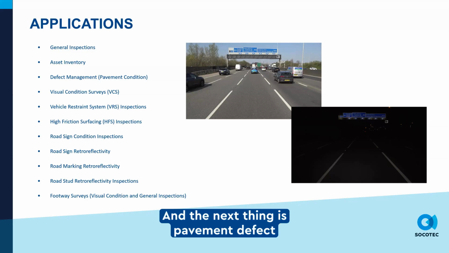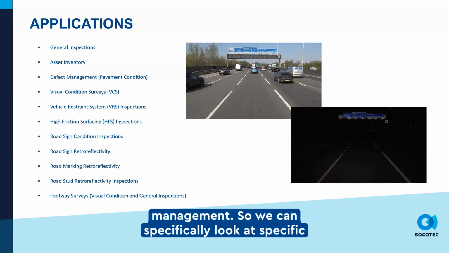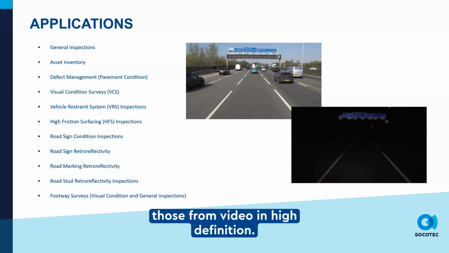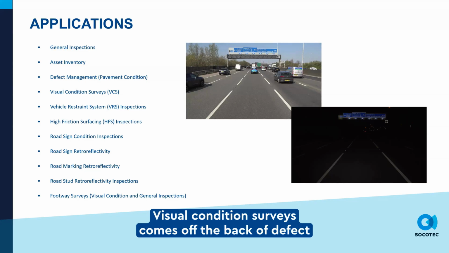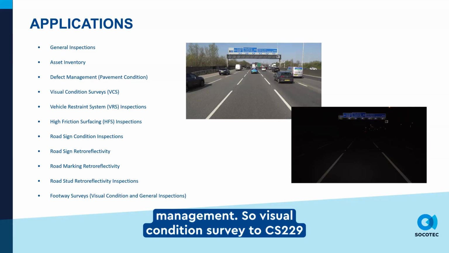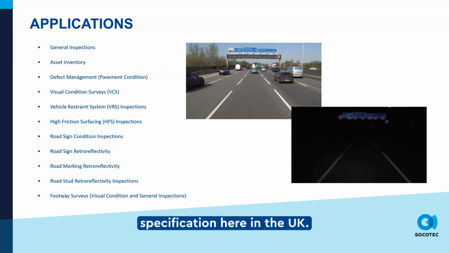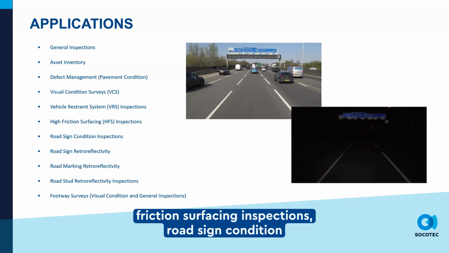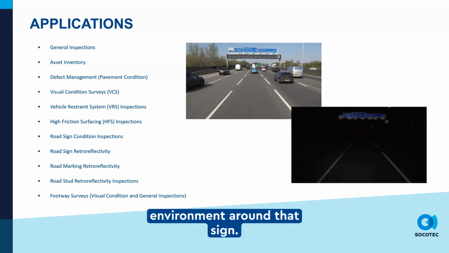The next thing is pavement defect management. So we can look at specific defect types on the carriageway itself and report those from video in high definition. Visual condition surveys come off the back of defect management, so visual condition survey to CS229 specification here in the UK. You can also do vehicle restraint systems, high friction surfacing inspections, road sign condition inspections. So looking at the sign, the plate, the post, the environment around that sign.